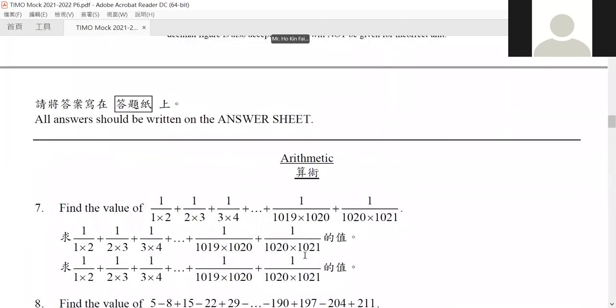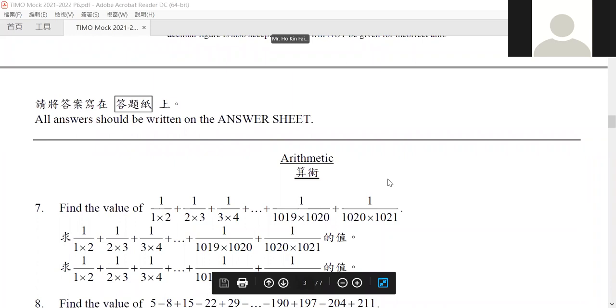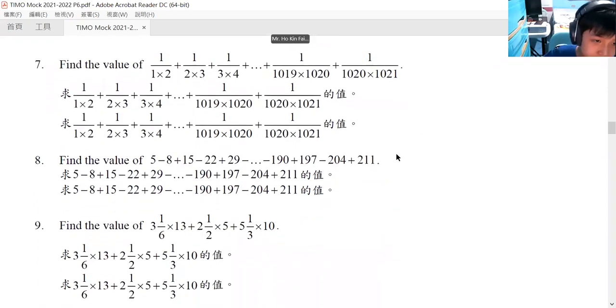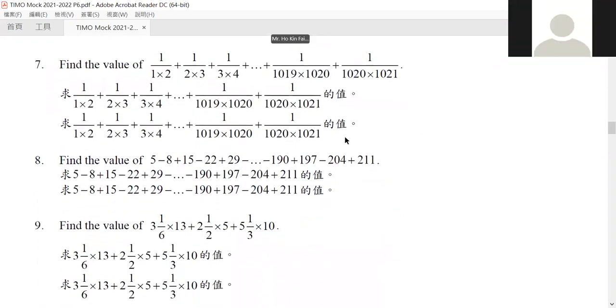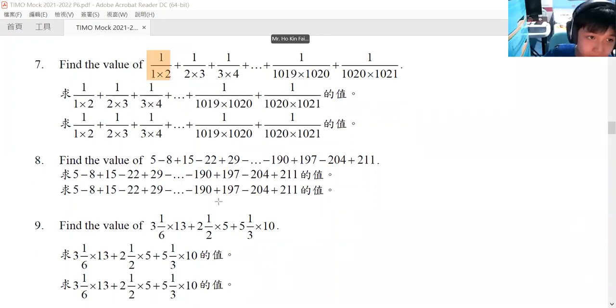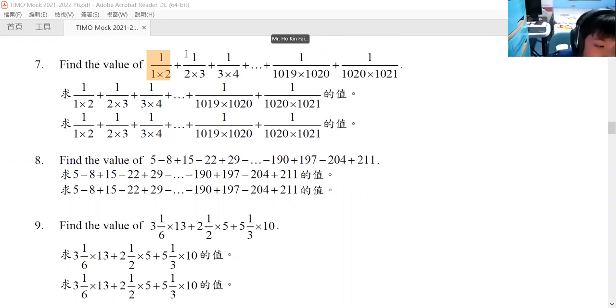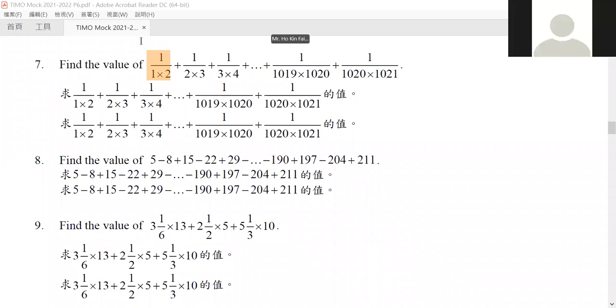We want to calculate all these numbers. Find the value of this sum. Now, if you have any question, you may ask it later during the end of this section, okay? Find the value of the sum.